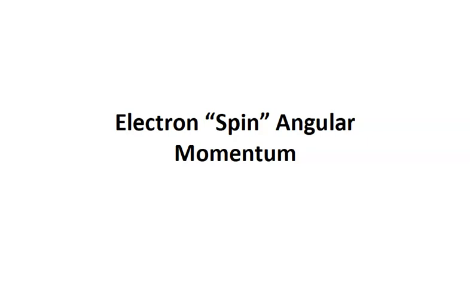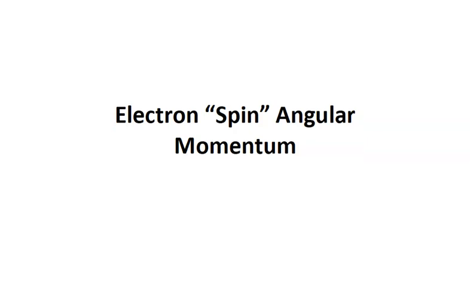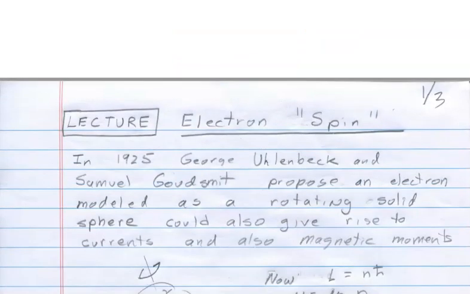The incongruities in the Stern-Gerlach experiment led to the introduction of electron spin angular momentum, and that we'll take up here.